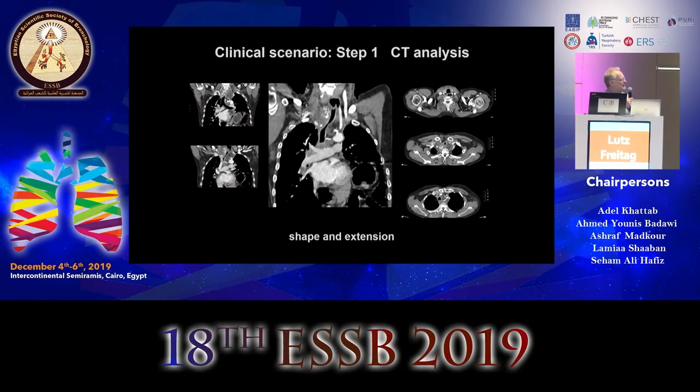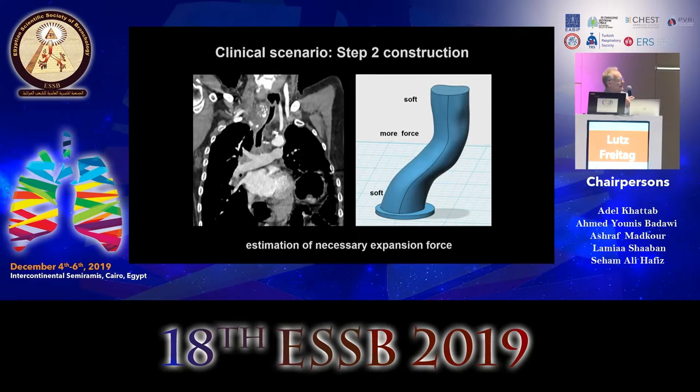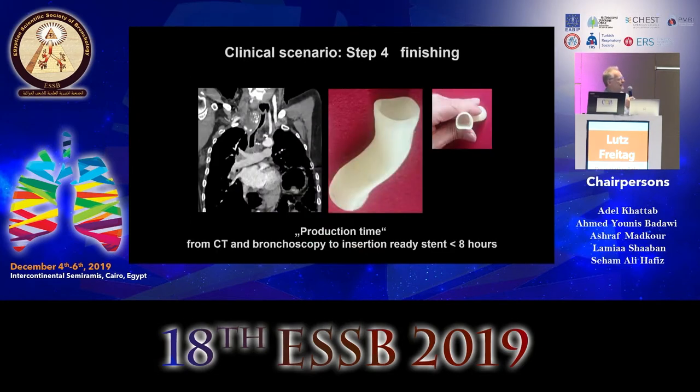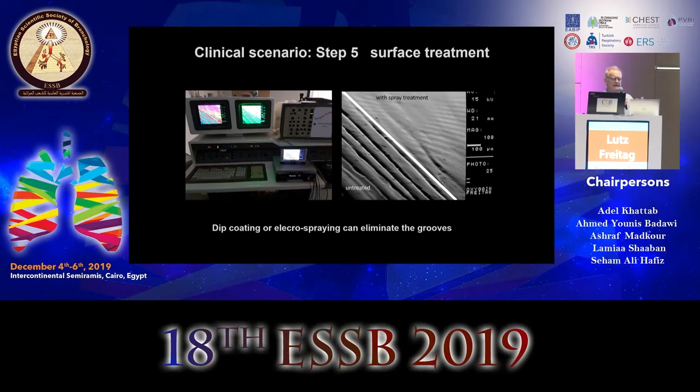This is a typical clinical scenario, a stenosis of the trachea, total torsion, kinking, whatever. We can plan it on the computer. Within half an hour, you have the perfect model. Then it's printed, which takes another 2 hours, and then you have a stent that can be implanted. Fantastic techniques.